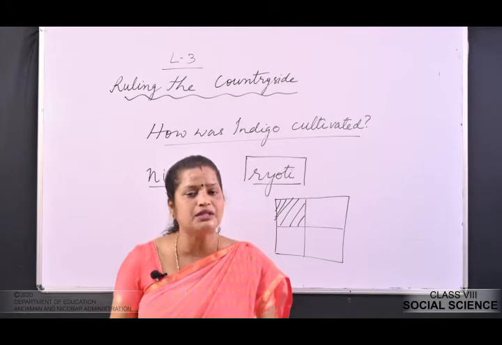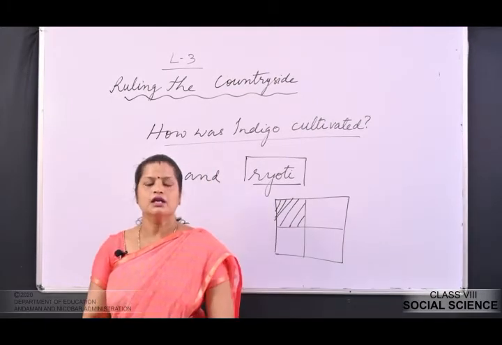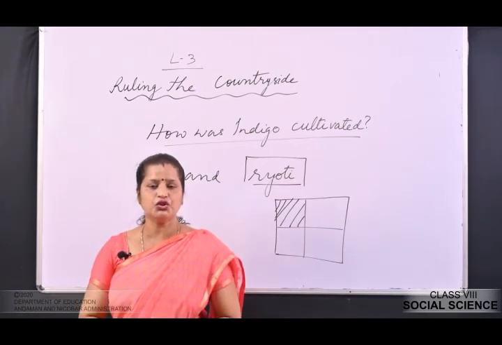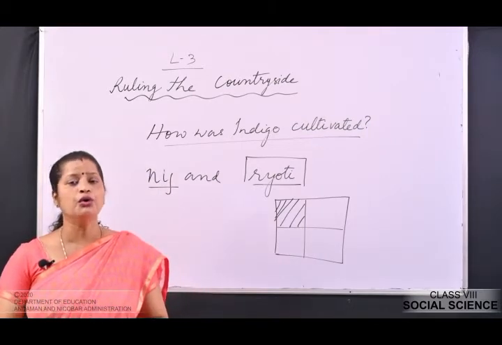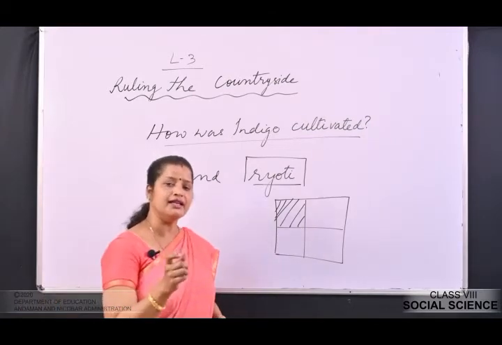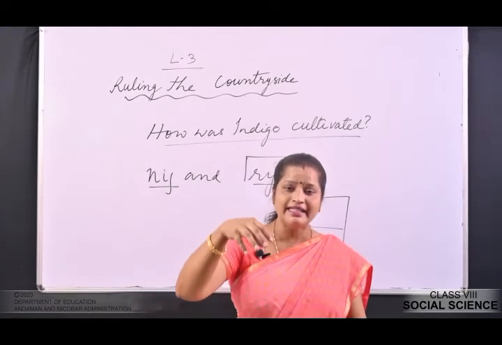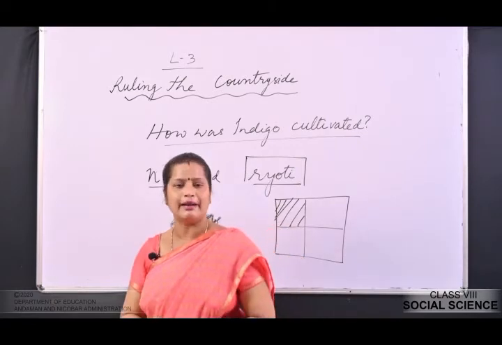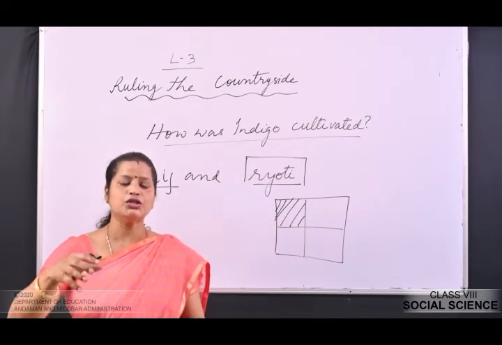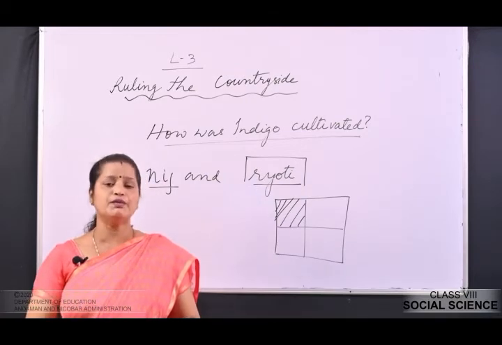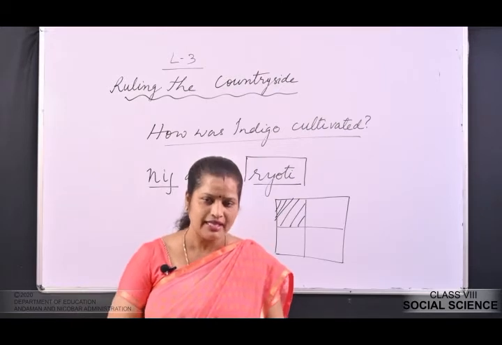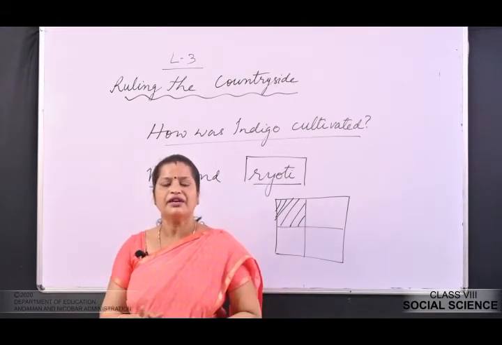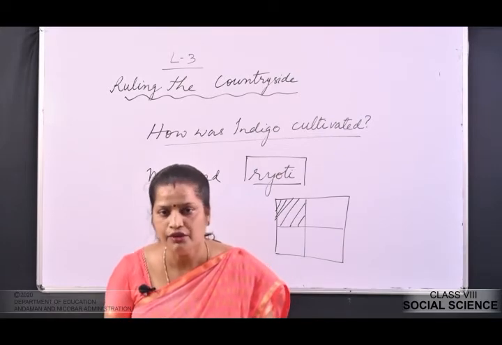Indigo moreover had deep roots and it exhausted the soil rapidly. The peasants were not ready to grow indigo in their field because indigo has a deep root and exhausts the soil rapidly. It spoils the soil because it has a very deep root. Once indigo has been planted in a field, you cannot cultivate any other kind of crop like rice or wheat on the same land. That's why the farmers were not ready to cultivate indigo in their field.